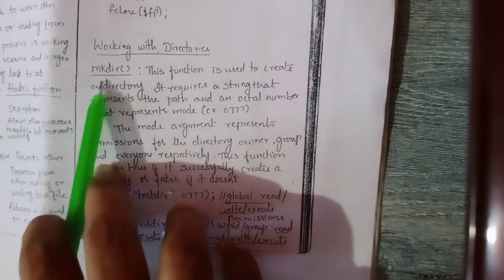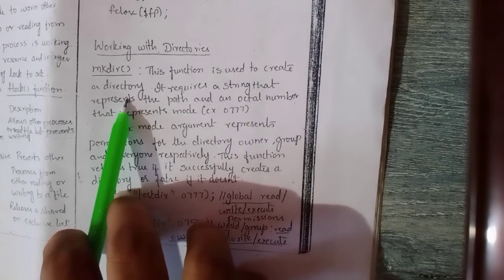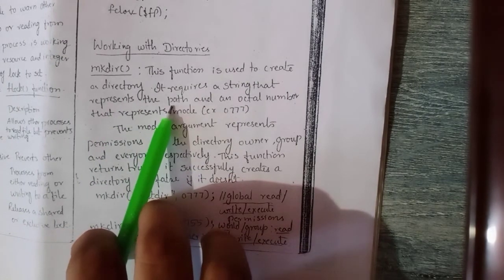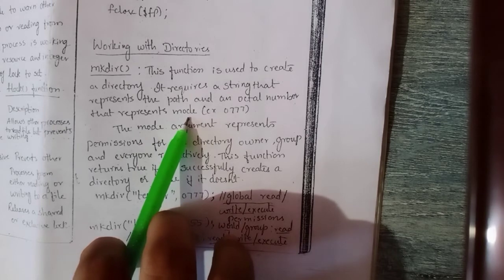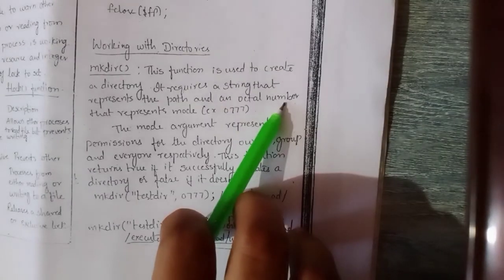Then make directory is a function which is used to create a directory, and it requires two arguments which represent the path and the second one which represents the mode. And this mode is represented by using an octal number.